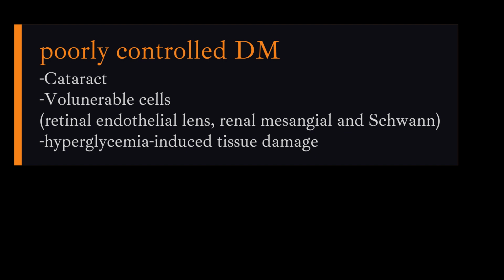Certain cells, for example retinal endothelial, lens, renal mesangial, and Schwann cells, are more vulnerable to hyperglycemia-induced damage because they are unable to regulate glucose transport when circulating levels are high. Multiple metabolic pathways are involved in the pathogenesis of hyperglycemia-induced tissue damage.